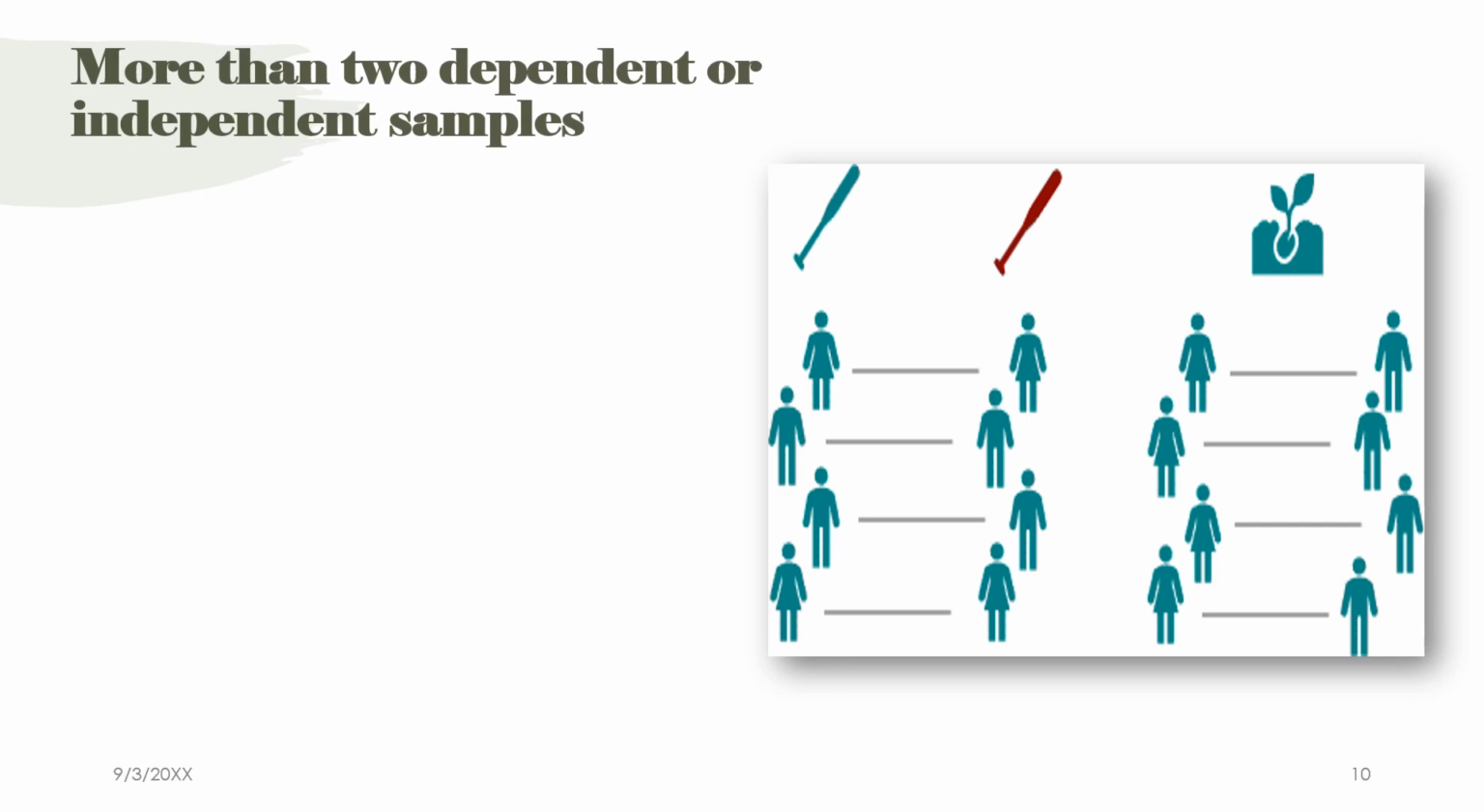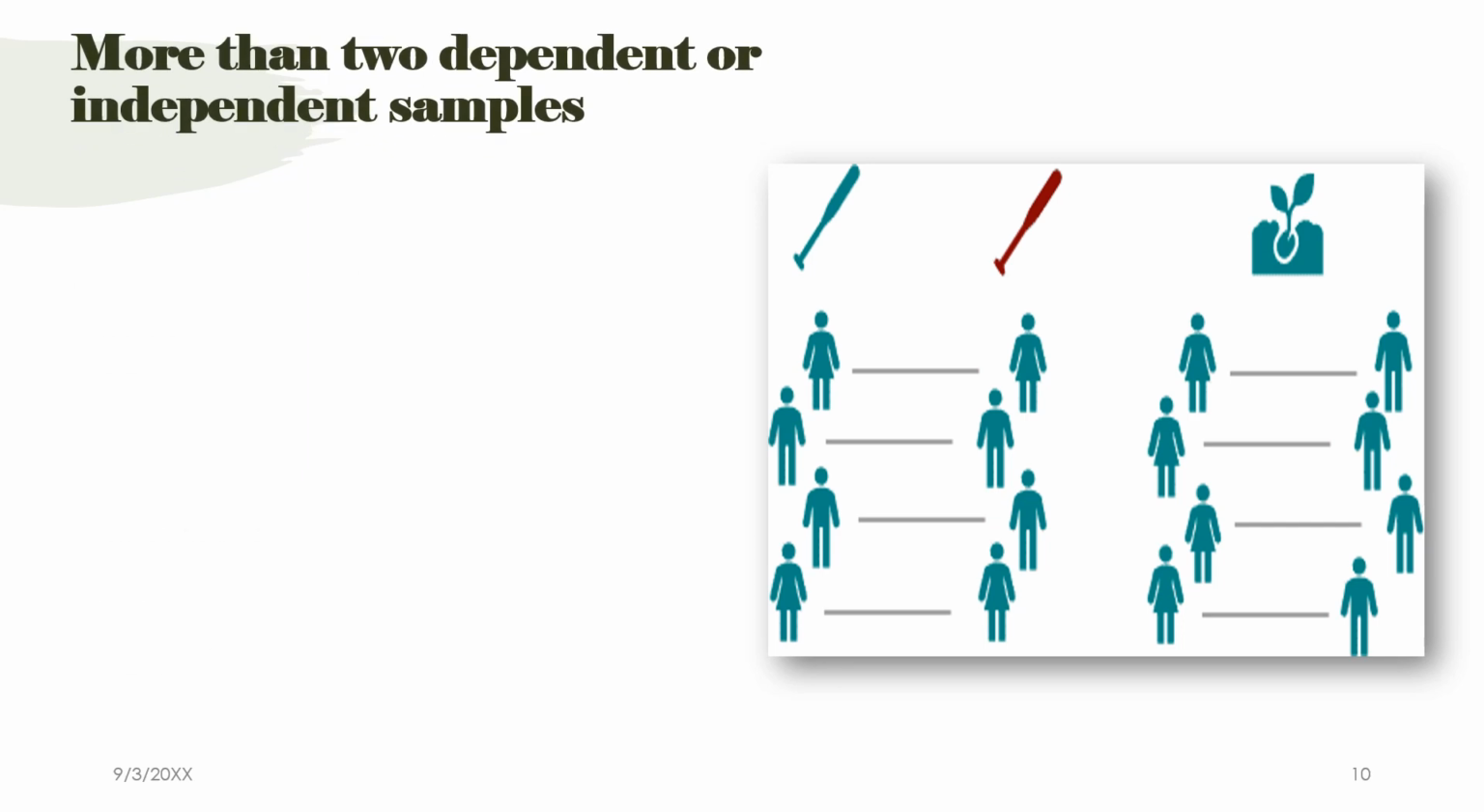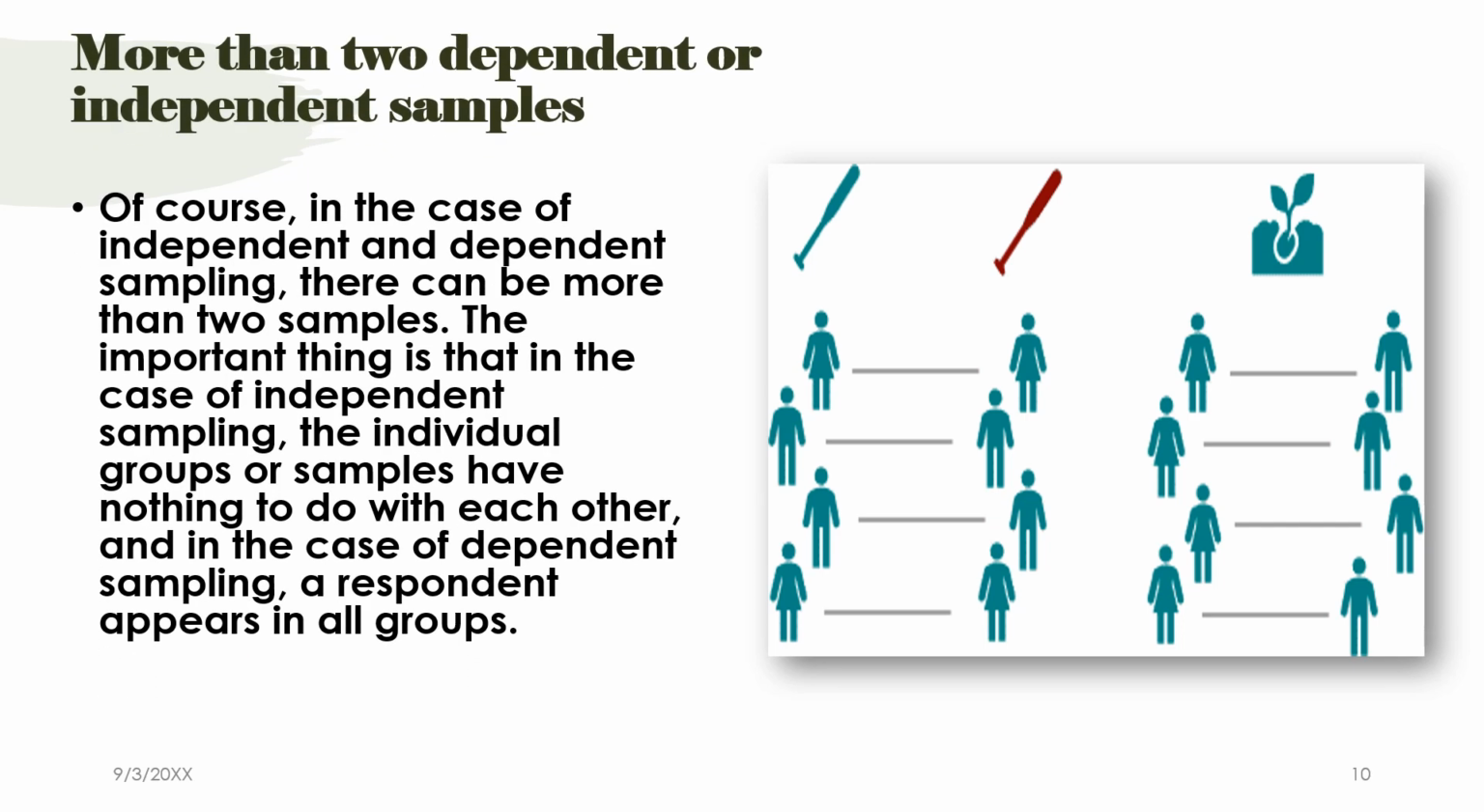More than two dependent or independent samples. Of course, in the case of independent and dependent sampling, there can be more than two samples. The important thing is that in the case of independent sampling, the individual groups or samples have nothing to do with each other, and in the case of dependent sampling, a respondent appears in all groups.